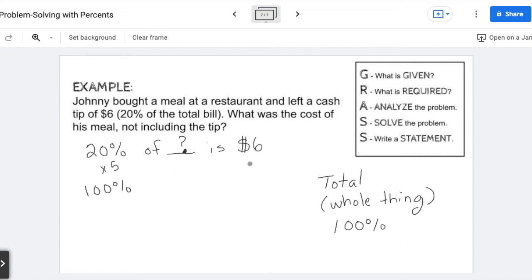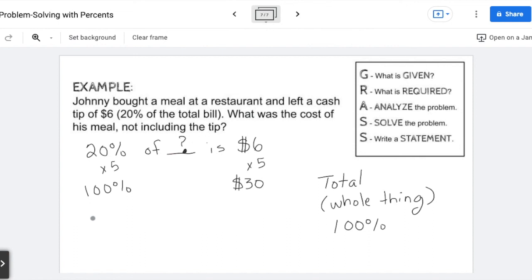So could I take that $6 and multiply it by 5 to get the total cost? Let's try it. 6 times 5 is $30. Now at this point, this is just a strategy I've tried, but I'm not totally sure if it's going to work. How could I check my work to see if this makes sense?